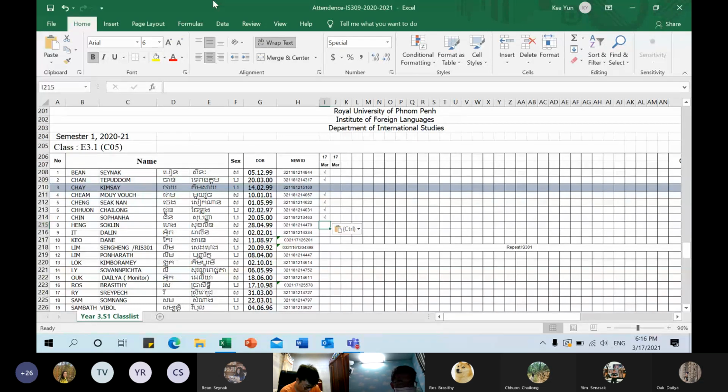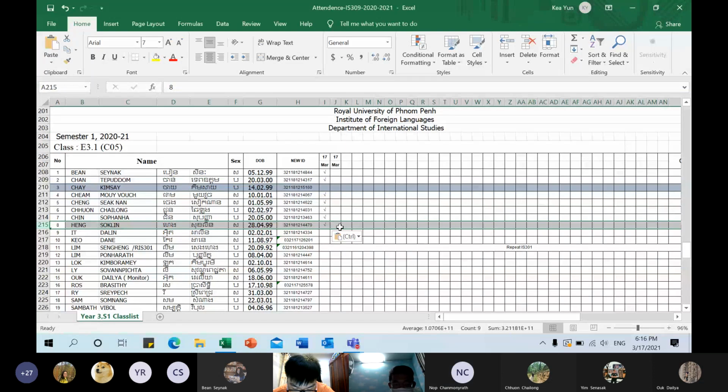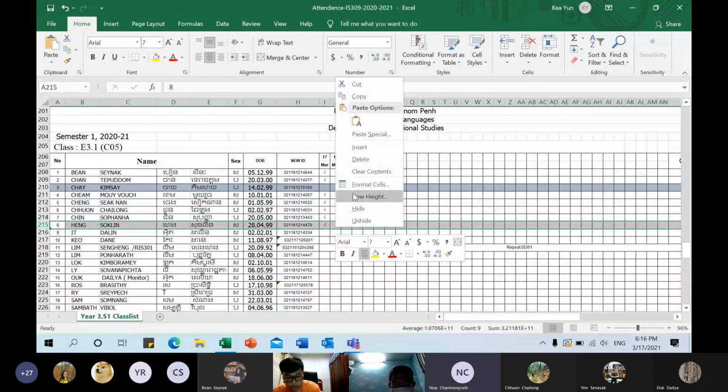How about Sok Lin here? Absent. No, sir. She's suspended. What do you mean? She's suspended from this semester. Okay. Because I asked the question, is she here? Somebody said yes. No.